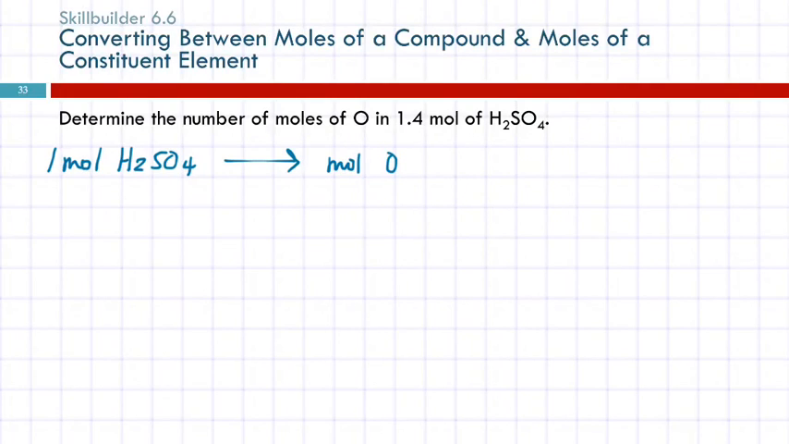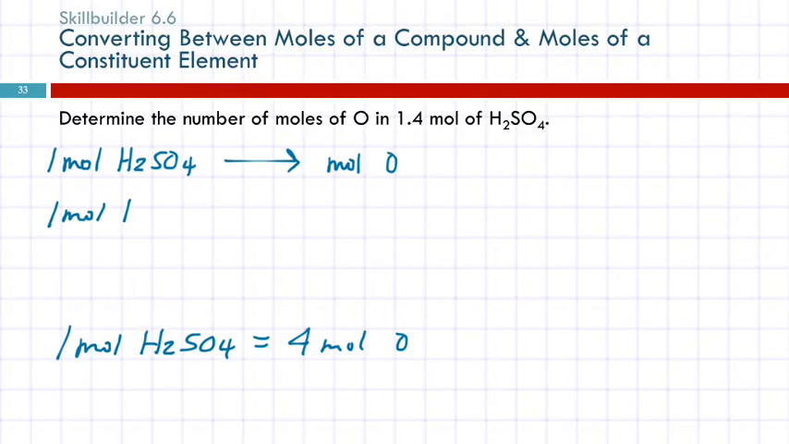O4. So 1 mole of H2SO4 contains 4 moles of O. You may or may not need to write that down. So 1 mole of H2SO4. And I know some of you could probably just do this in your head, but it's great to learn how to write stuff down when you actually understand what's going on.